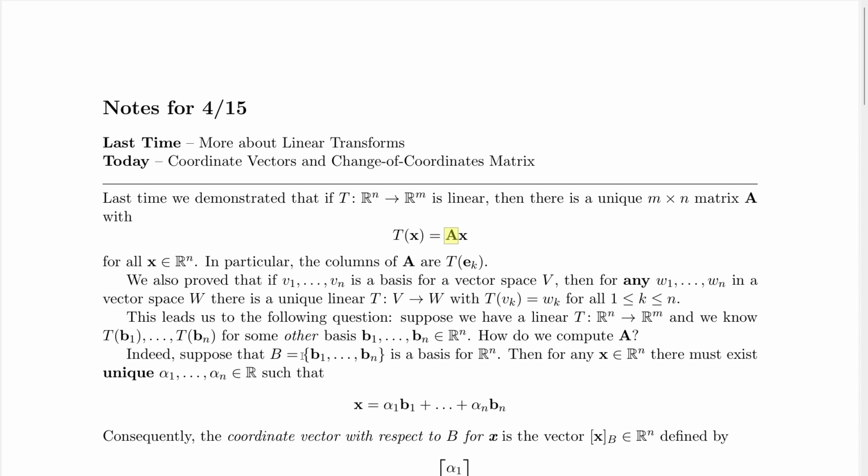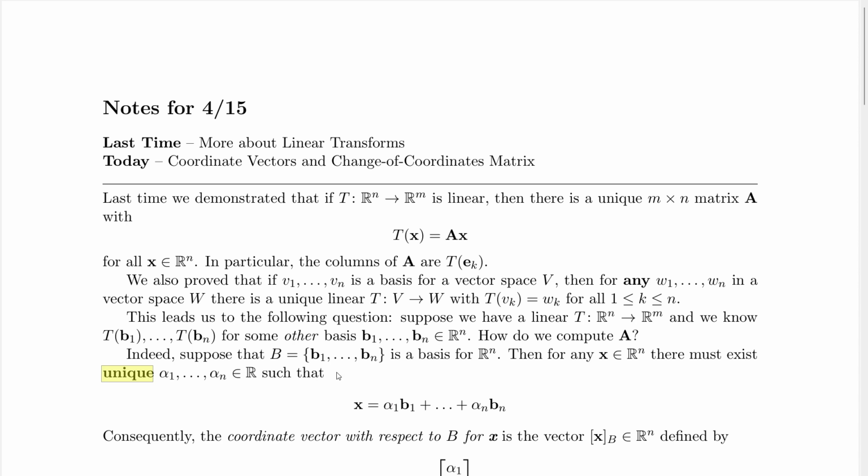So let's suppose we do have a basis for R^n, and for ease of use, let's call it B. So B is the collection of vectors b1 to bn. As we noted, if you have a basis, then for any element x in that vector space, there is a unique set of scalars, alpha 1 to alpha n, so that x is equal to that linear combination of your basis. Your basis spans, so x is equal to a linear combination, and the linear independence ensures that the scalars are unique.